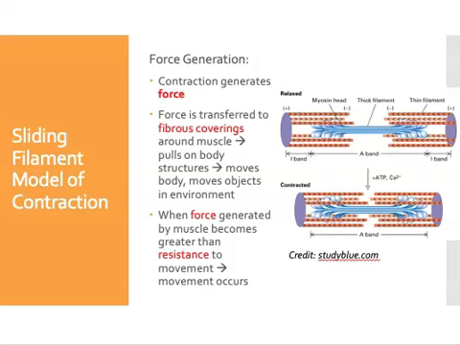Now, that force that gets generated through the shortening of sarcomeres is actually transferred to all those fibrous coverings around muscle. Remember, we talked about the endomysium and the perimysium and the epimysium and then the fascia and then the tendons. The force gets transferred through those fibrous coverings, essentially pulling on the bones and helping the skeleton to move.